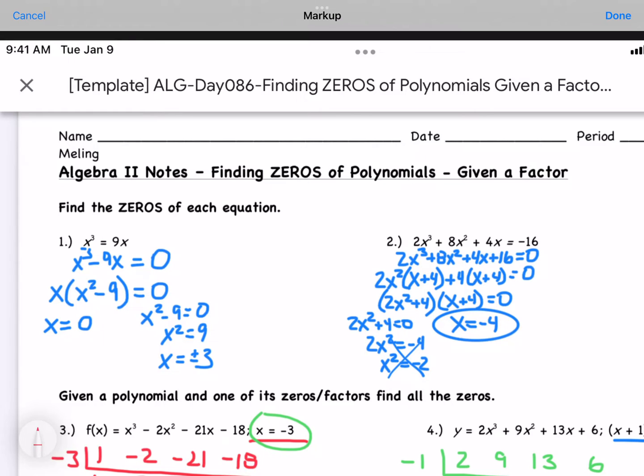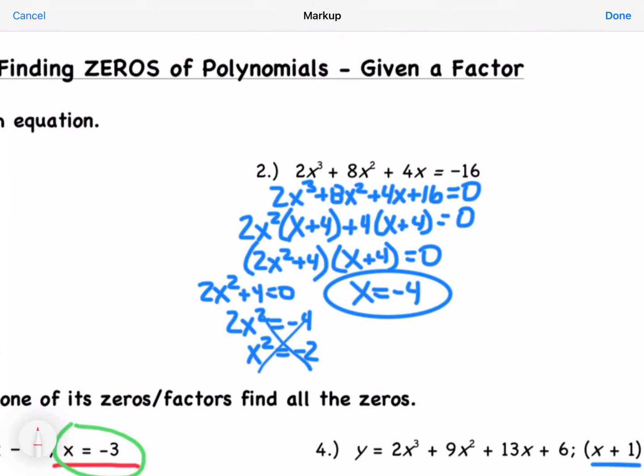If you look at number 2, you can see all I did to start off was I added 16 to both sides. And now I have 4 terms, which means I need to factor by grouping. And so the first 2 terms, they have a 2x squared in common. So I take that out, and I have x plus 4 left over. So I'm looking for another x plus 4 on the second 2 terms, which I have. I can take out a 4, and so I have 4 times x plus 4.